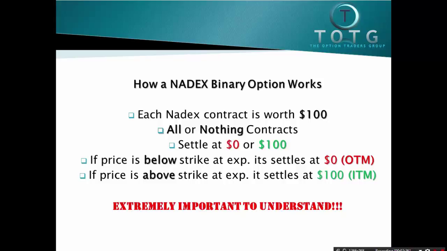So if it settles at 0, it settles out of the money or worthless. Or if it settles in the money, it will settle at the 100. Okay? So at the bottom I wrote, it's extremely important to understand this. And if you don't understand this portion, don't go any further into the presentation until you wrap your mind around this. I mean, there are some basic concepts here. They're $100 contracts. They settle all or nothing, and they settle at 0 or 100. Okay, this is the basis for the information to follow here.